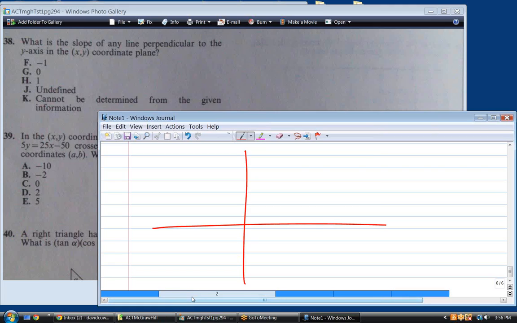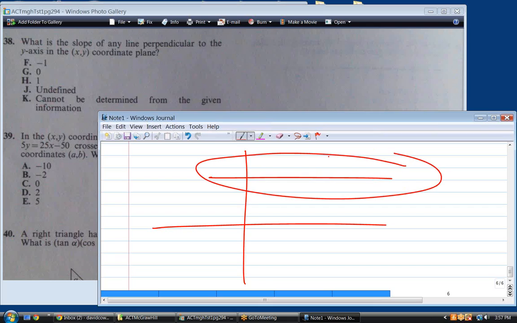There's our XY plane. There's a line that's perpendicular to the y-axis. What's the slope of that line right there? Oh well, almost. So it would be undefined, right? No. Vertical is undefined. Horizontal is 0. Oh, perpendicular.